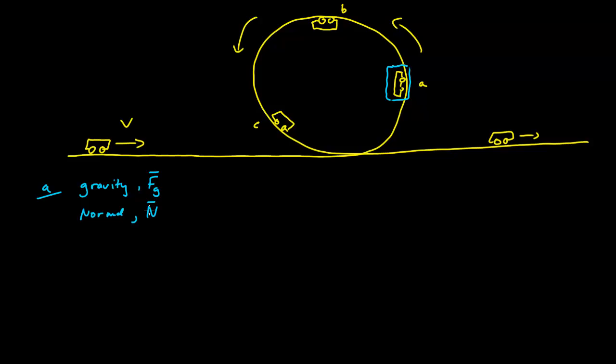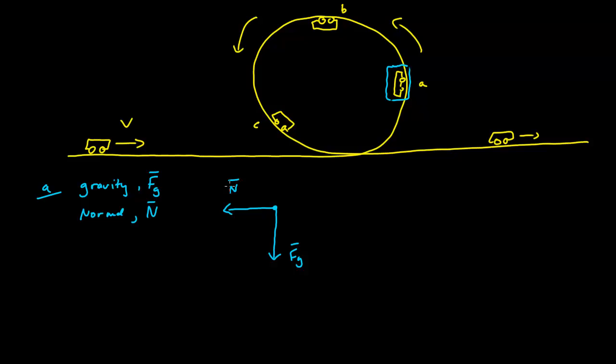All right, so now we need to do a free body diagram. I know that the force due to gravity is towards the center of the Earth. And the normal force is perpendicular to the surface of contact between the agent and the object, in the direction from the agent to the object. The agent is the track, the object is the car, so it's pointing in that direction.